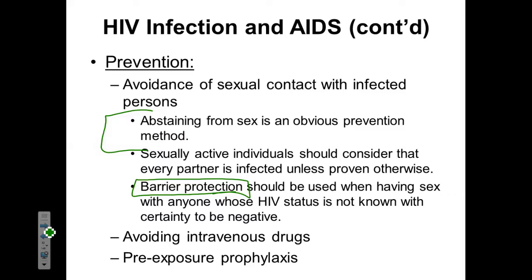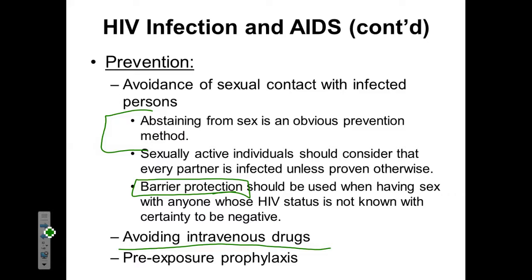Another thing to do is to avoid intravenous drug use. And if you are using intravenous drugs, please, please, please do not share needles. Another thing you could use is pre-exposure prophylaxis. So if you are going to knowingly pursue a sexual relationship with someone who is HIV AIDS positive, you can start receiving treatment for the disease before you even contract the disease.